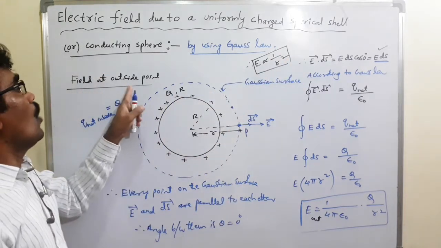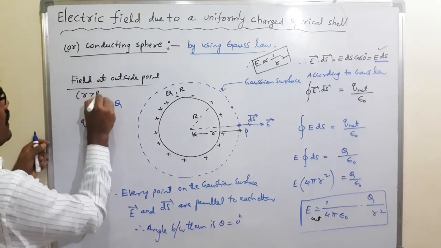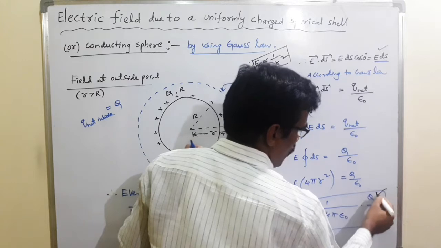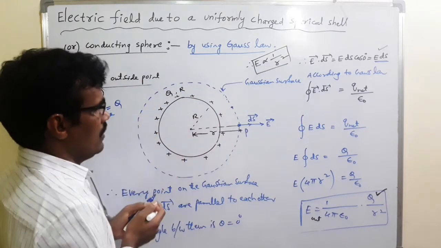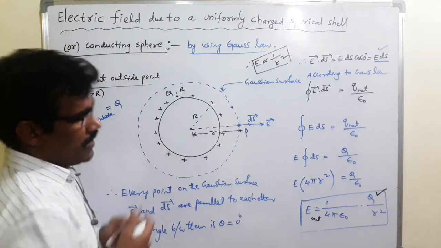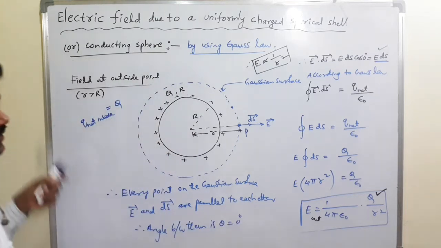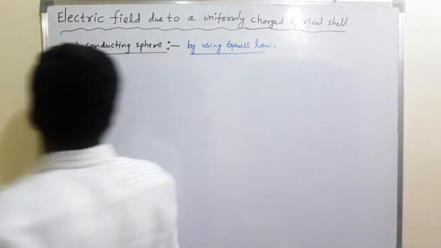The field at an outside point means small r is greater than capital R. What is Q? Q is the total charge on the surface of the spherical shell or conducting sphere. So this is the outside. What is the inside? Is it clear? Okay, right.